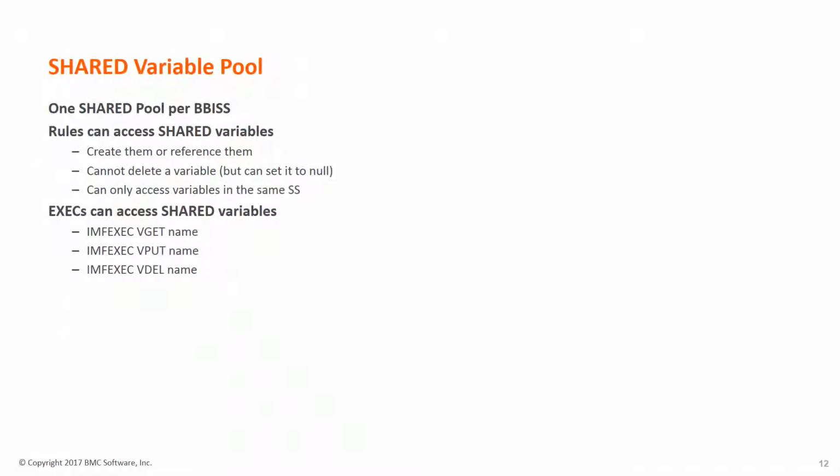The most common variables you'll work with are probably going to be shared variables. There's one shared variable pool per BBISS, which is typically one per AutoOPERATOR. Rules can access shared variables, and you can also have execs accessing shared variables.